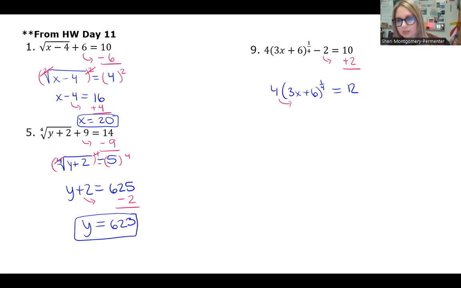Divide by 4. So let's bring that over. Divide by 4. Very good. 12 divided by 4 is 3. Very good. For this one, whether or not it is a root or a rational exponent, you undo it the same way. To undo this rational exponent, I have to raise both sides, but instead of the index, it's the denominator. So I'm going to raise both sides to whatever this denominator is. If it's a 4, well, then I raise both sides to a 4.